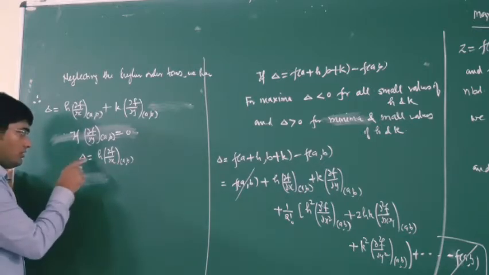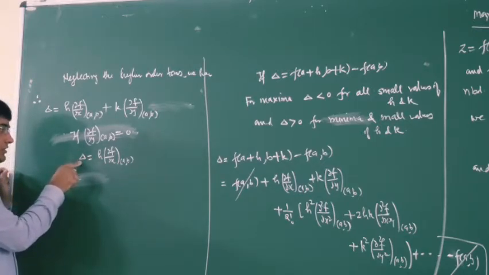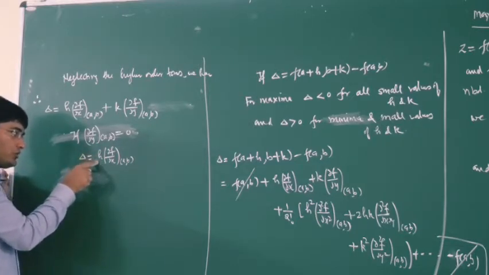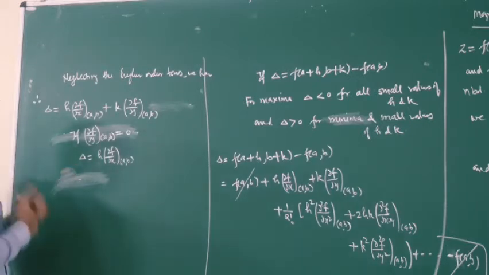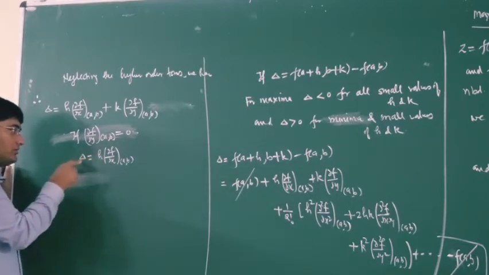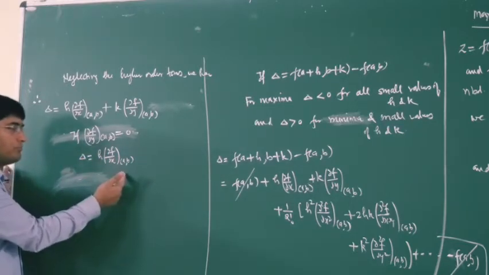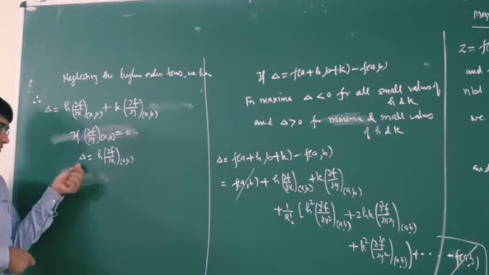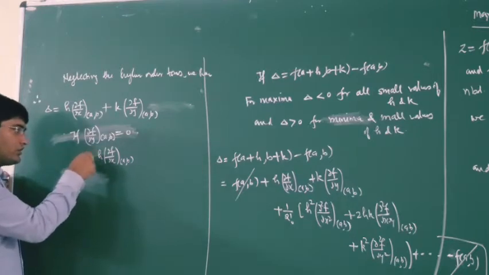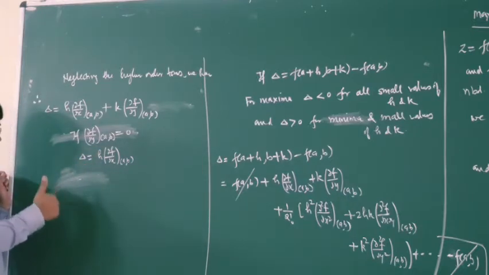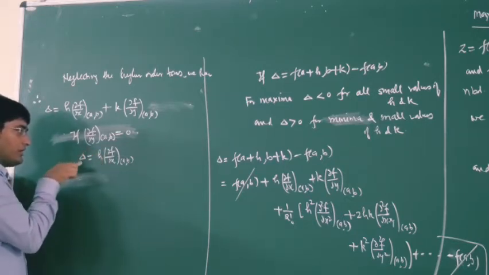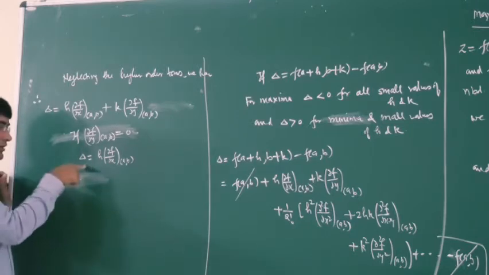Now, because the sign of delta will depend on h, if your h is positive, then the sign of delta will be positive. If the sign of delta is positive, then we will say that we have a minimum. But if your h is negative, then this delta will become negative, so we will have a maximum. So this is not possible, because your delta should be either positive or negative. Here our delta depends on the sign of h, so it can be positive or negative, both. For maxima and minima, your delta should be either positive or negative. It cannot have both the signs.